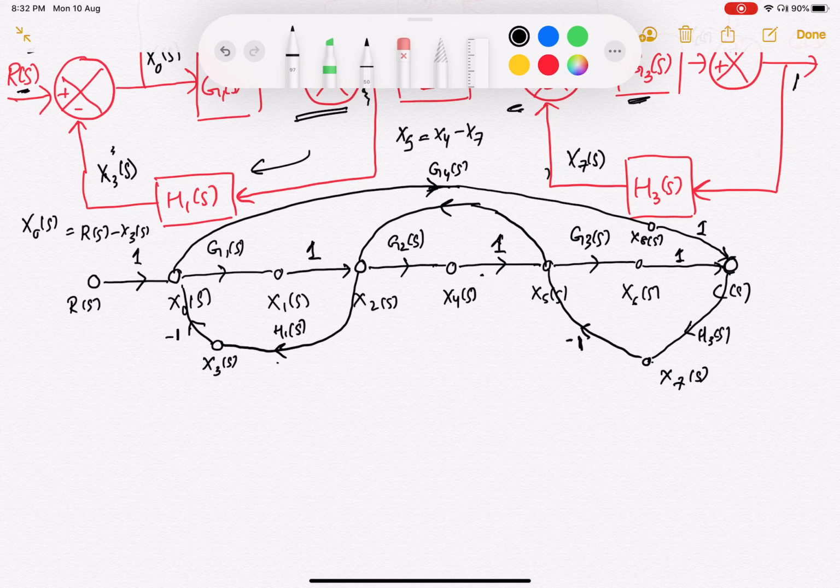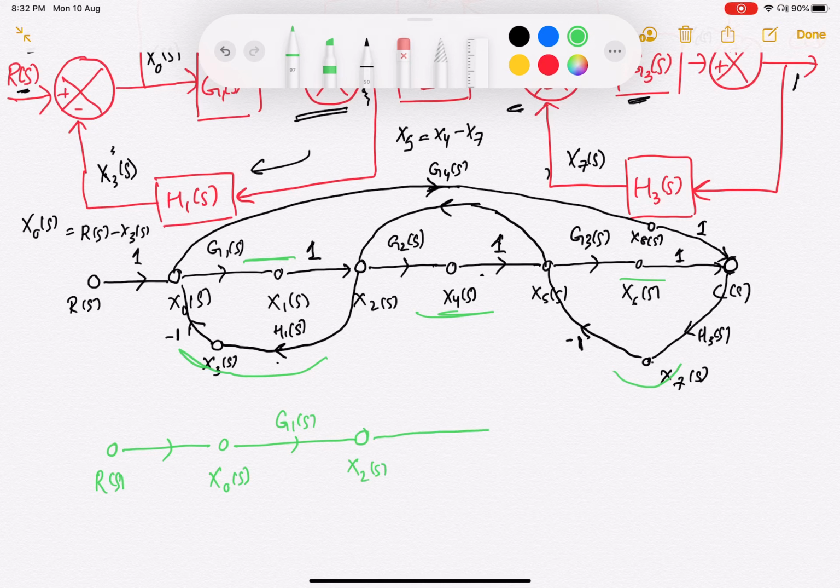Like you can combine these two. You can combine these two. You can combine these two. So you can remove the redundancy, right? So if you draw it again, you don't need to draw this x1. So you have rs, you have x0, right? And then you just have g1s, and from g1s you straight away reach x2s. Then you have a straight line again, so you remove this x4s and you come directly to x5s.